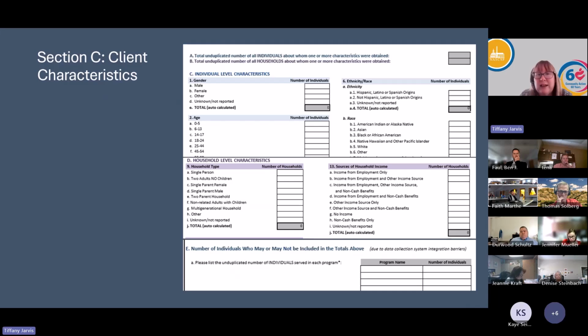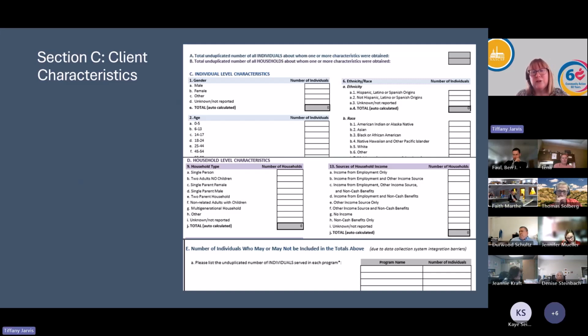So now we're looking at the client characteristics. You've got your individuals, you've got your households. The two most important parts that you want to note here are the unduplicated number of individuals and the number of unduplicated households. Now these are shaded, but they're really not. They actually do allow data. So this is the anomaly to that shaded rule. But everything else you see on here that's shaded is an auto calculation.